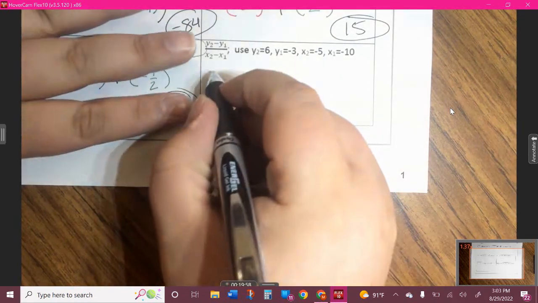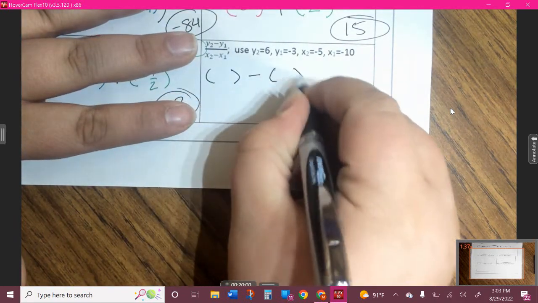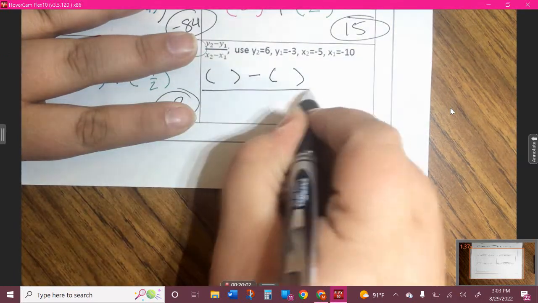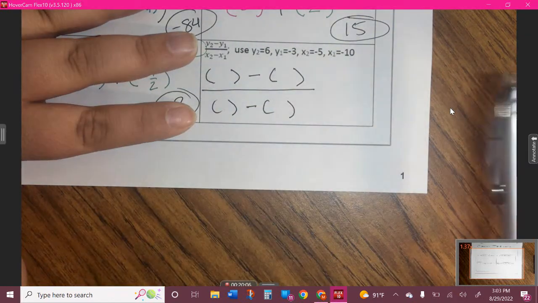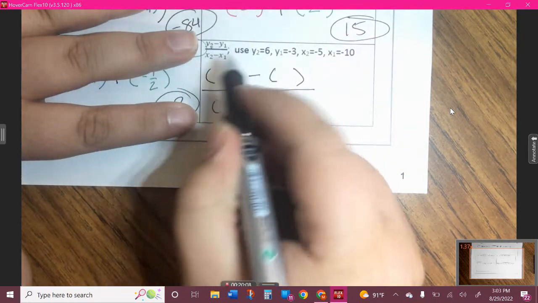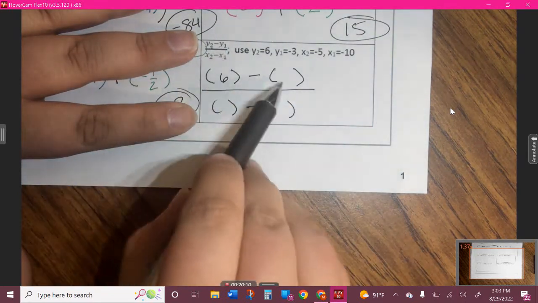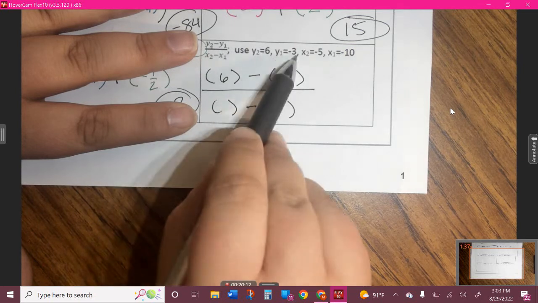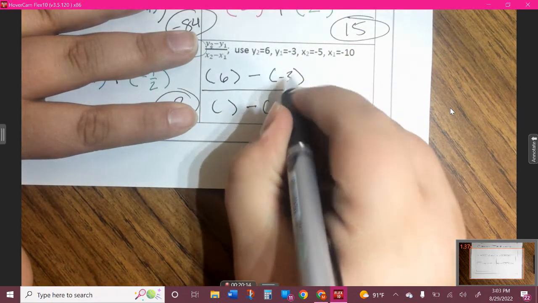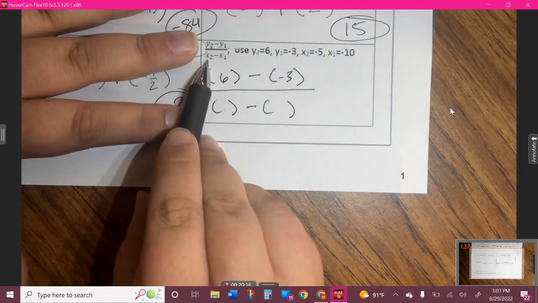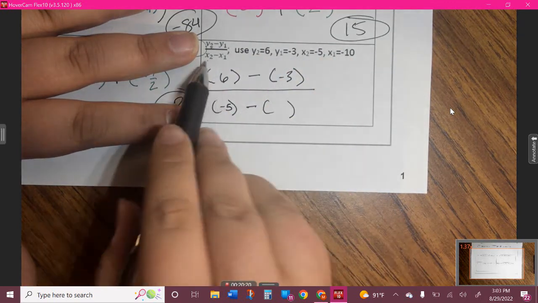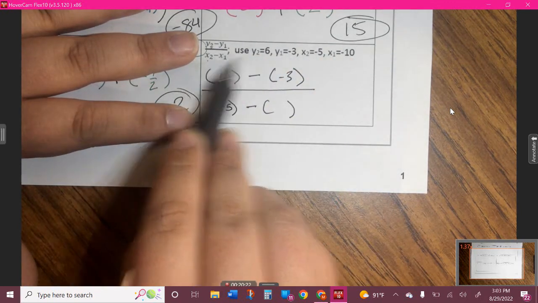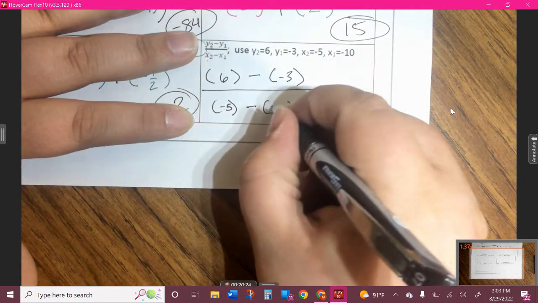And again, this is just a bubble. In every spot, you'll have a bubble minus a bubble, fraction, bubble minus a bubble. Okay. Inside of the y2 bubble, we'll put a 6. Inside of this bubble for y1, we'll put -3. Inside of this bubble, that's in place of x2, we'll put -5. And inside of the last bubble, we have x1, which is negative 10.